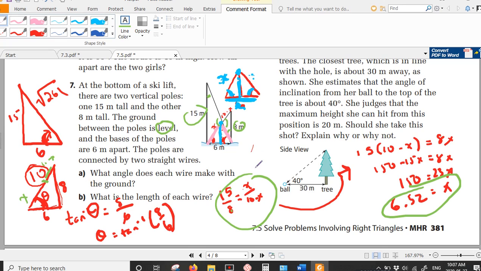Which means I'm essentially done, because this little triangle in here, if I redraw it, would have a side length of 6.52 and some angle in here, which you have found here in 7a. Then I use SOHCAHTOA to find this height.